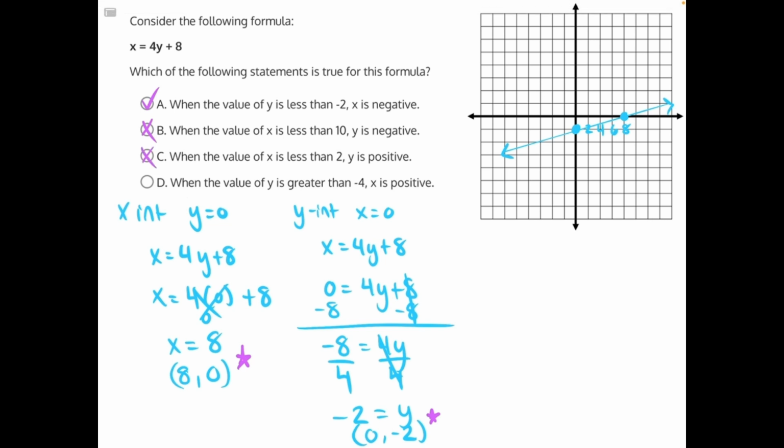D says when the value of y is greater than negative 4, so negative 4 would be right here, greater than would be everything above this point, x is positive. For the most part, our x values are positive, but not all of our x values are positive. These over here are all negative, which makes D incorrect and makes A our correct answer.